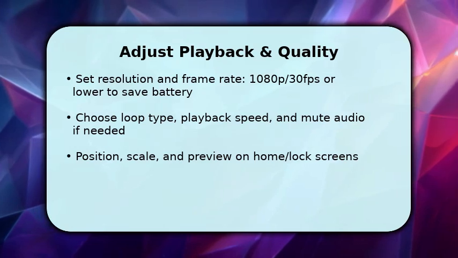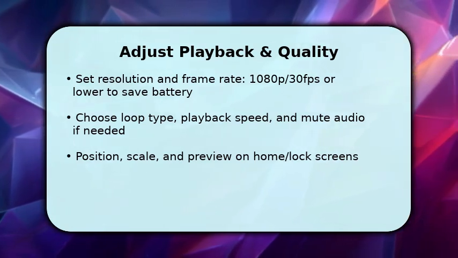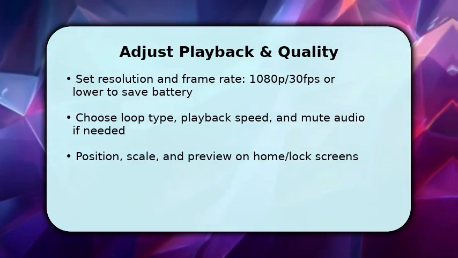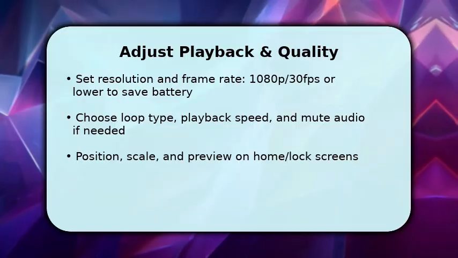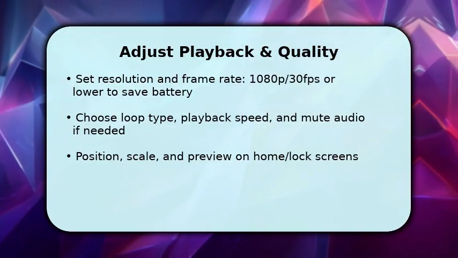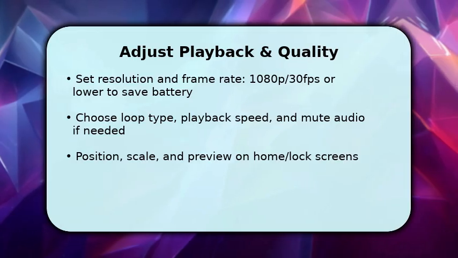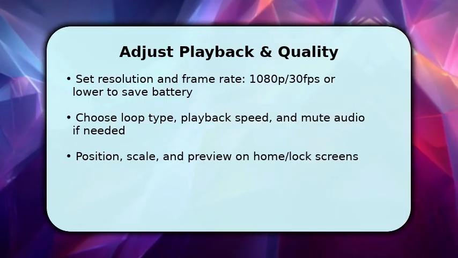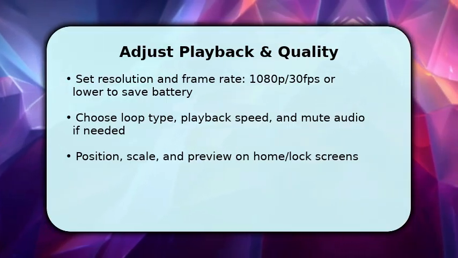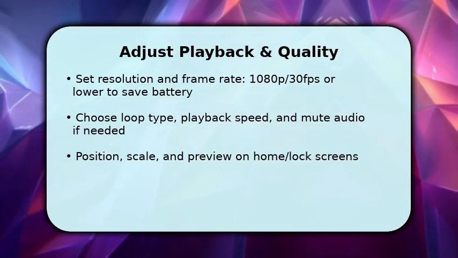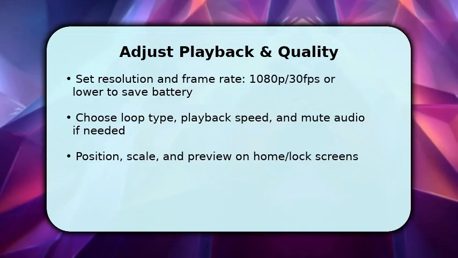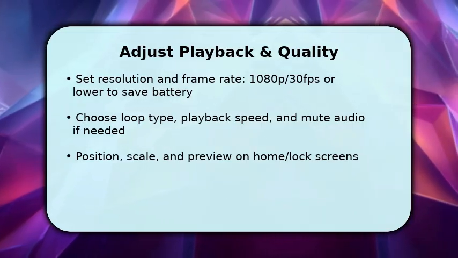Next, fine-tune how the wallpaper runs. You want to set resolution and frame rate. Pick 1080p at 30 FPS for balance, or lower to extend battery life, and choose a loop mode and playback speed that feel natural. Make sure to mute the video if you do not want audio playing. Then, position and scale the clip on the preview canvas. Once you preview on home and lock screens, adjust alignment so important content isn't cut off when widgets or icons are present.